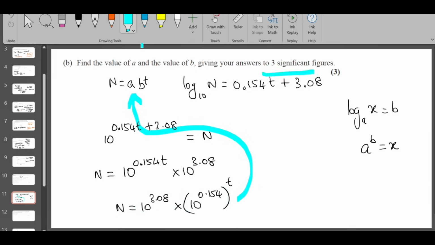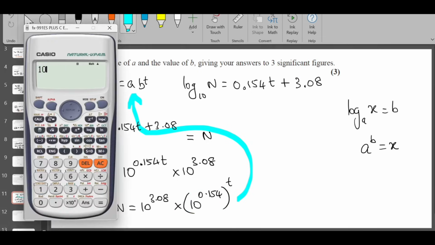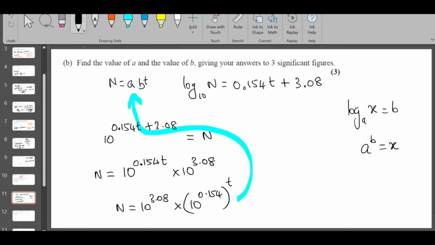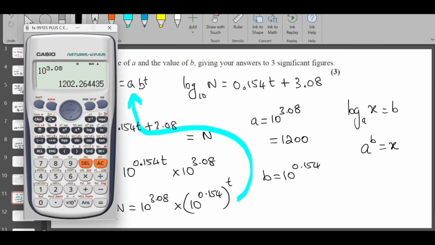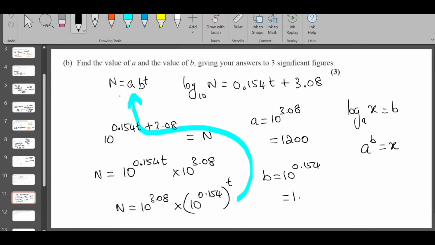They want you to round it to 3 significant figures. So let's calculate a now. 10 to the power 3.08, rounded to 3 significant figures, is 1200. So a is equal to 10 to the power 3.08, which is 1200 to 3 significant figures. b is 10 to the power 0.154. When you round it to 3 significant figures, 1.43 is the answer.